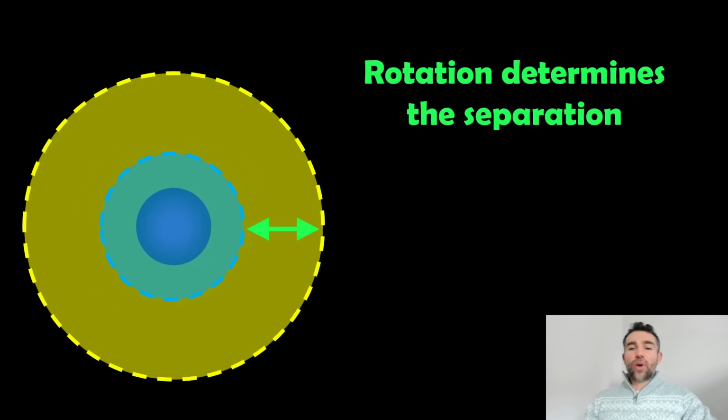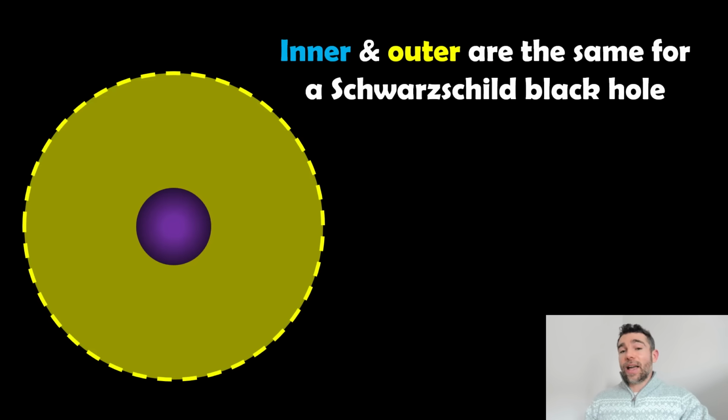Now, the separation between the two, the inner and outer, is determined by how fast it's rotating. If it's rotating really fast, you get a big separation between the two. If it's rotating very slow, they get closer and closer, to the point where if it's not rotating at all, then the inner and outer event horizon are the same location. It then becomes a Schwarzschild black hole with that single event horizon.